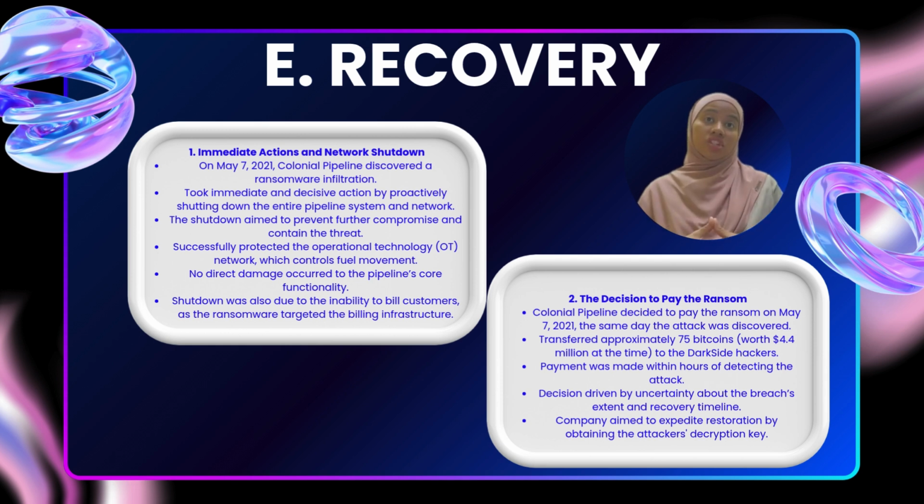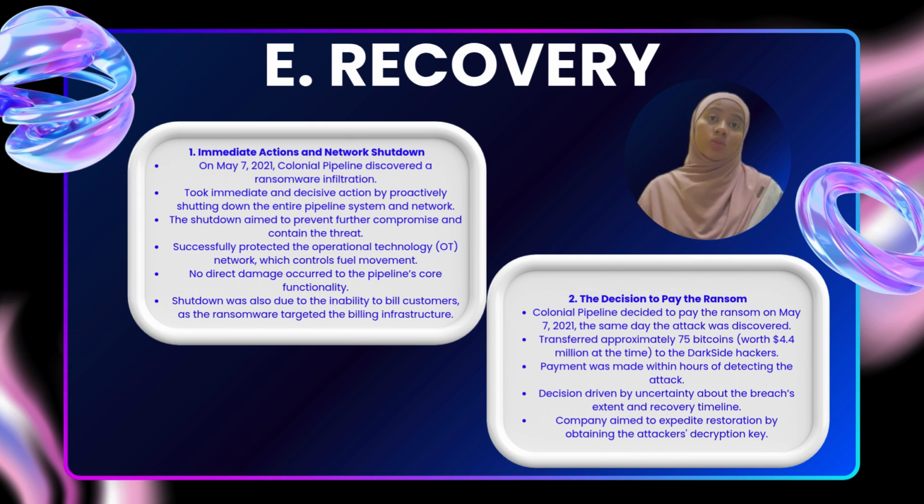As for recovery, which is the procedures for restoring affected systems to normal operation, firstly, the immediate actions and network shutdown. On May 7, 2021, Colonial Pipeline discovered a ransomware infiltration. They then took immediate and decisive action by proactively shutting down the entire pipeline system and network. The shutdown was aimed to prevent further compromise and contain the threat. They successfully protected the operational technology network, which controls fuel movement, and no direct damage occurred to the pipeline's core functionality. The shutdown was also due to the inability to bill customers as the ransomware targeted the billing infrastructure.